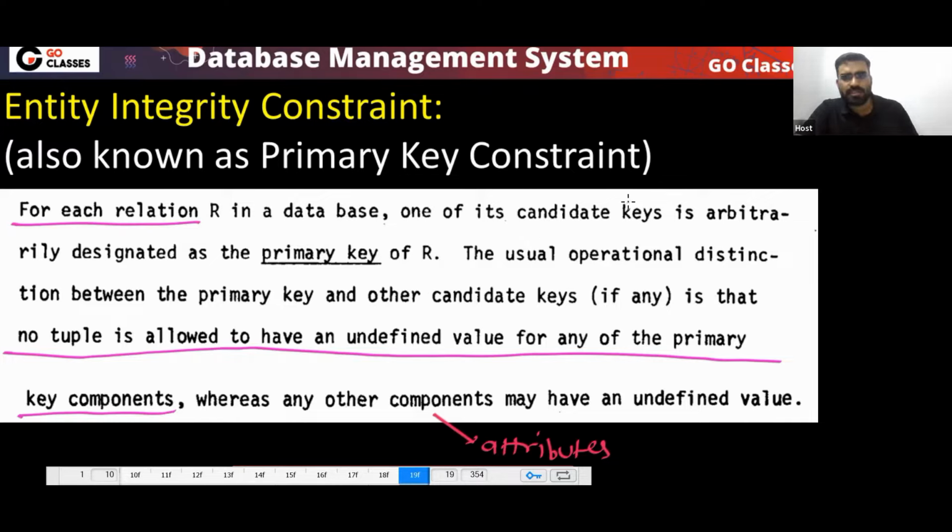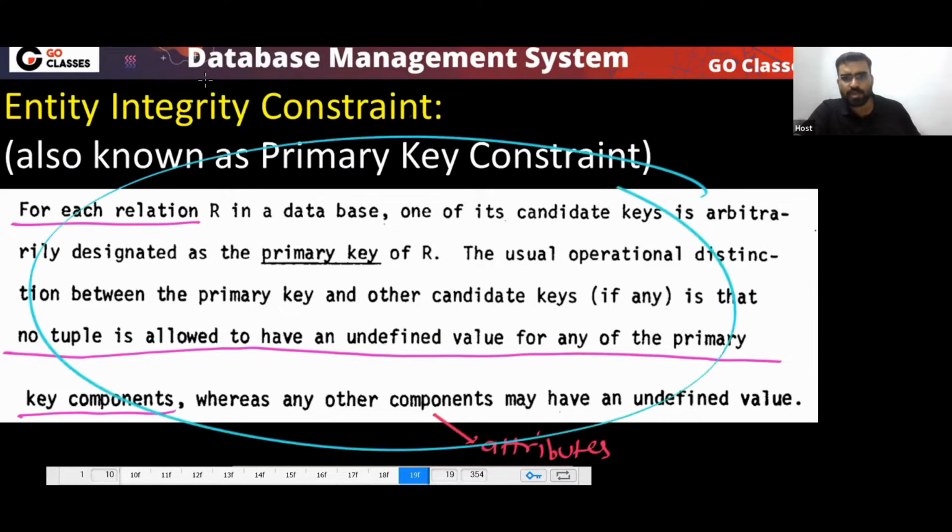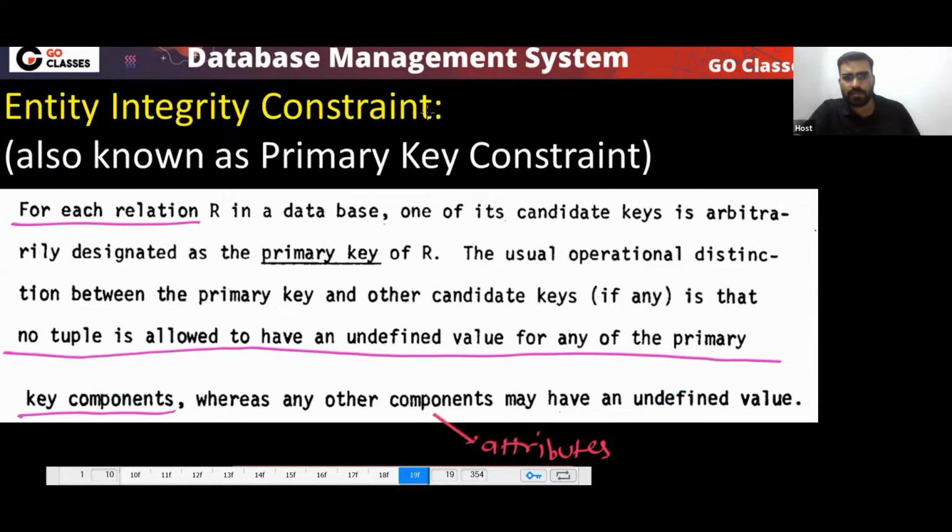Okay, so who gave this concept? Tell me, who gave this? The entity integrity constraint. Who gave this? Okay, Codd gave this. You can notice this is the screenshot from the original paper of Codd, about the primary key and the entity integrity constraint.